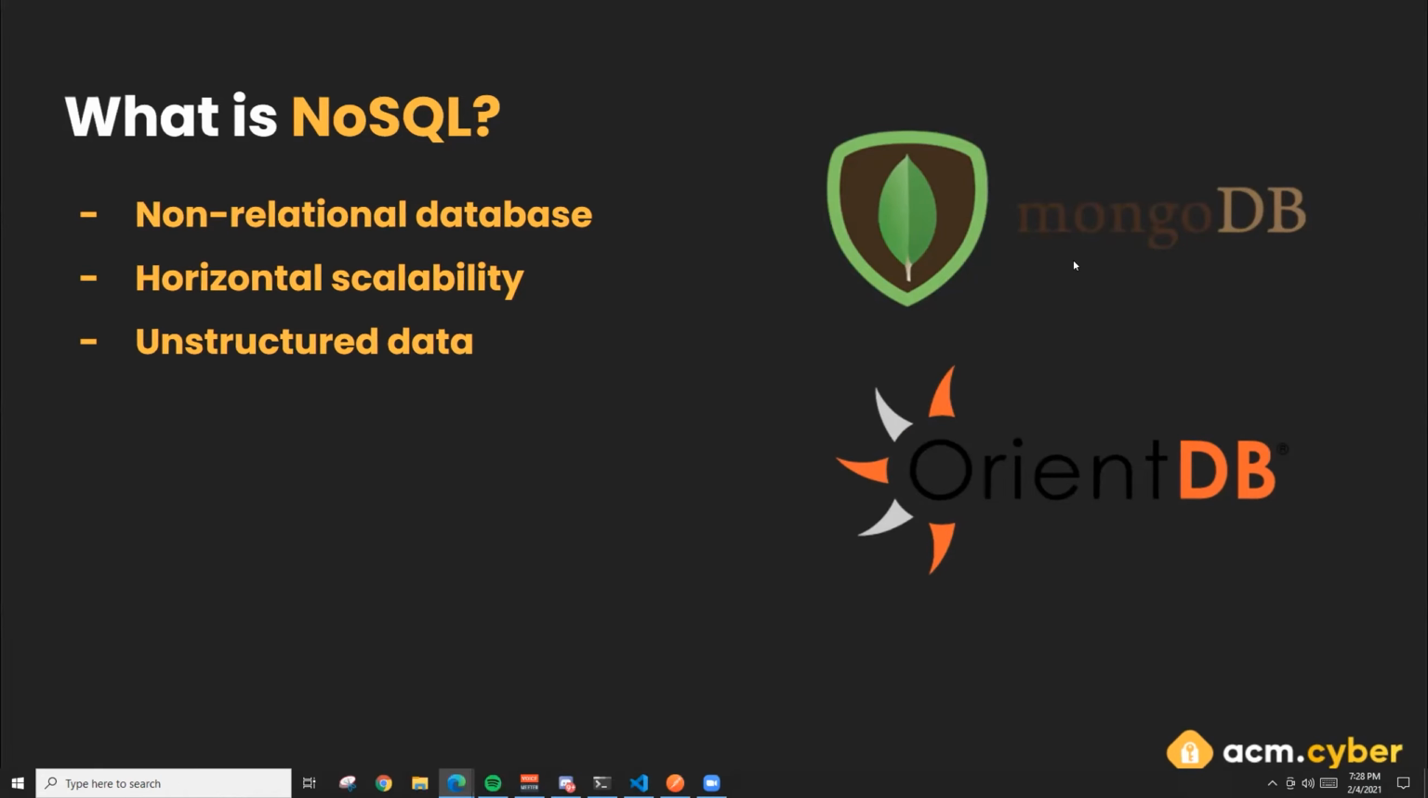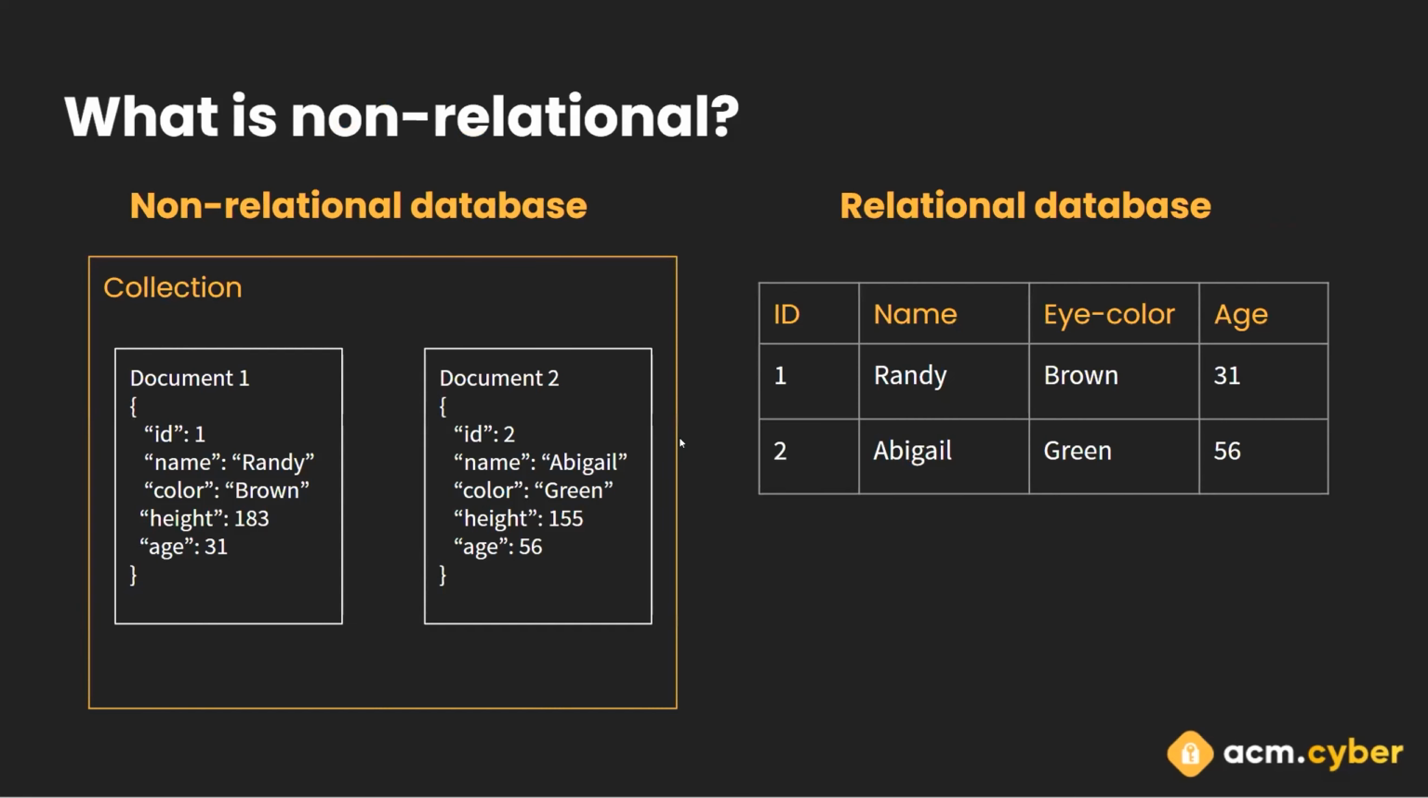To understand the differences between a SQL database and a NoSQL database, I think there are three fundamental components to understanding NoSQL. One, it's a non-relational type of database. Two, it provides horizontal scalability. And three, the data contained inside the database is unstructured. We'll explain one by one what each of them means. Starting with non-relational, what is non-relational?